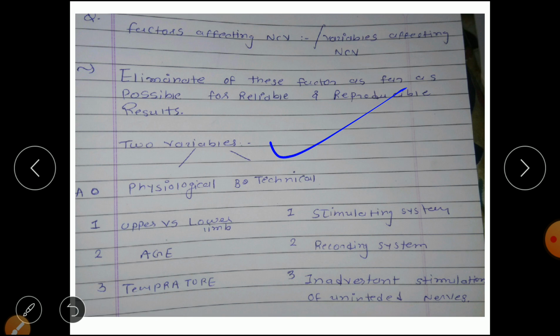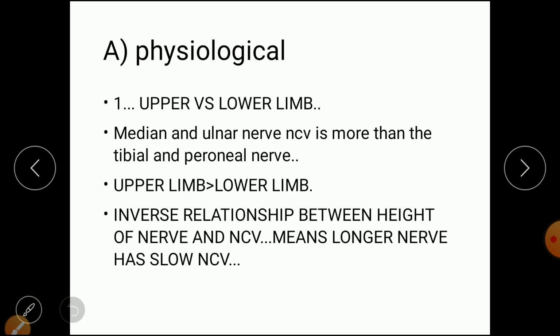Let's talk about them one by one. First, we look at physiological variables. In that, the first is upper versus lower limb. That means the upper limb has more NCV, or more conduction velocity, than the lower limb. That means the median and ulnar nerve NCV is more than the tibial and peroneal nerve.